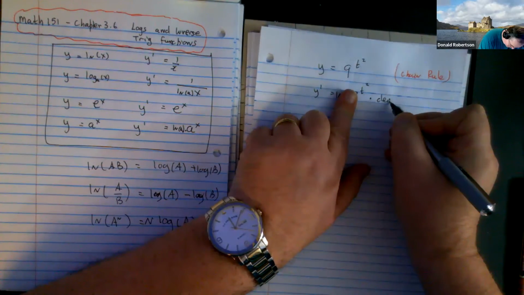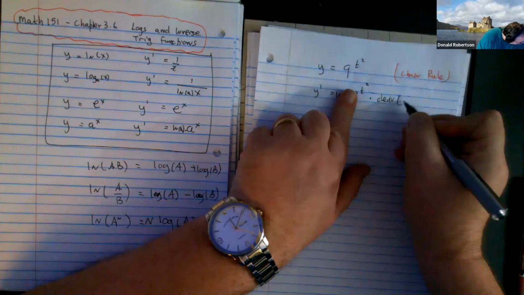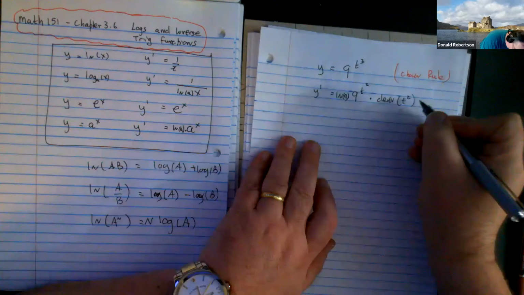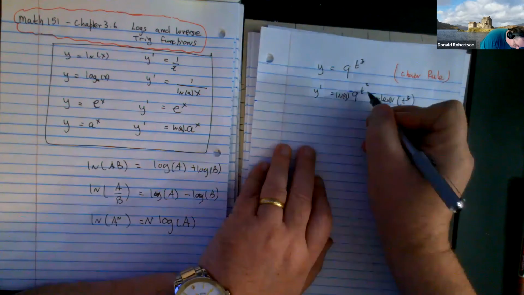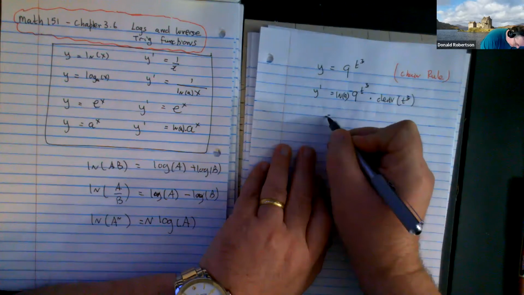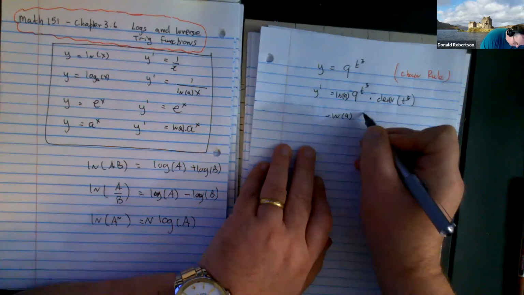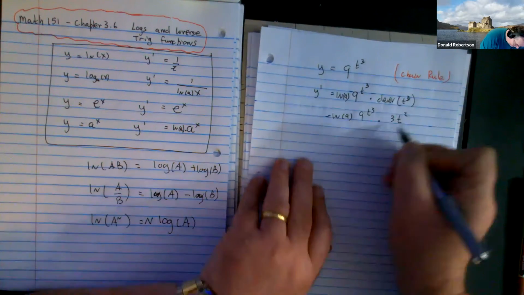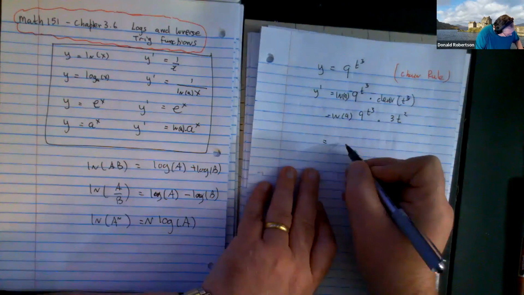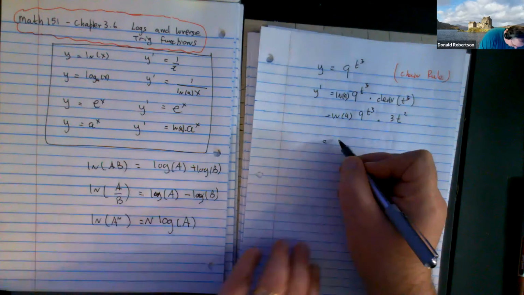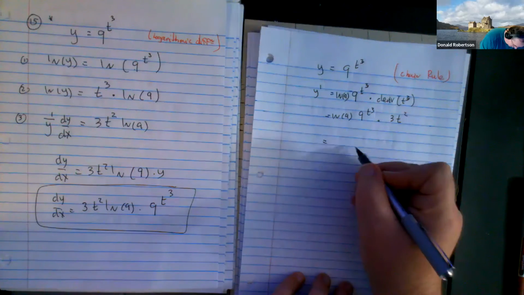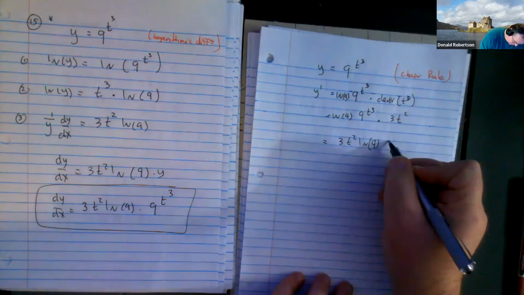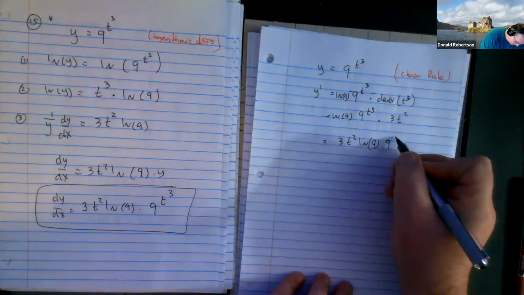In this case, that guy. And did I change that to, I did? It's a cube, right? So you've got natural log of 9, 9 to the t cubed, times the derivative of t cubed. And that guy is the same answer. It's got a 3, a t squared, a natural log of 9 times 9 to the power of t cubed.